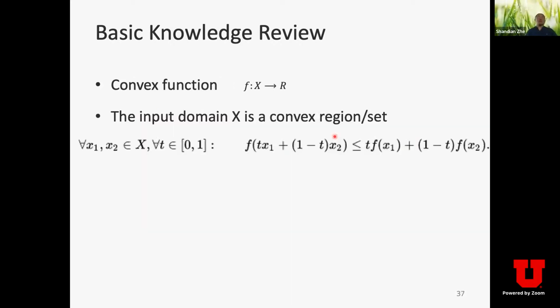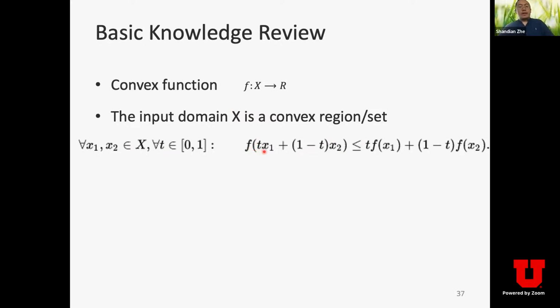Then we can define a so-called convex function, defined on the input domain, which is a convex set. If function f is convex, that means the following inequality holds for arbitrary inputs chosen from the domain. For example, if I choose arbitrary 2 distinct inputs x1 and x2, and choose an arbitrary number t between 0 and 1, then this inequality holds.